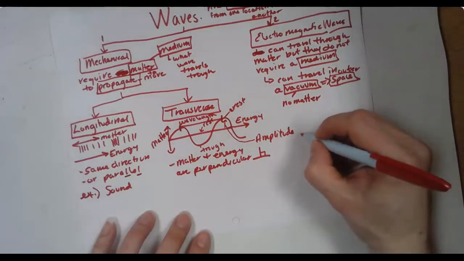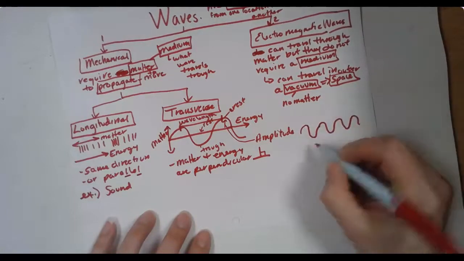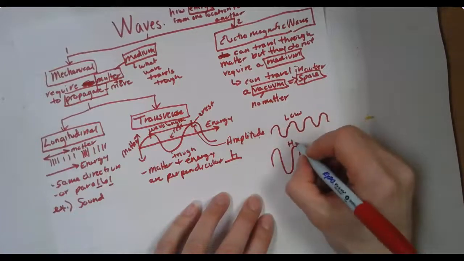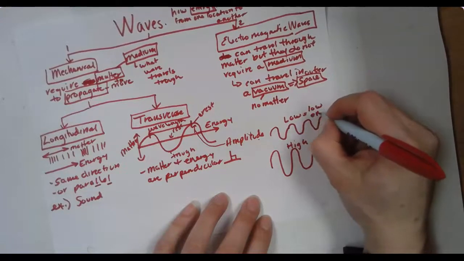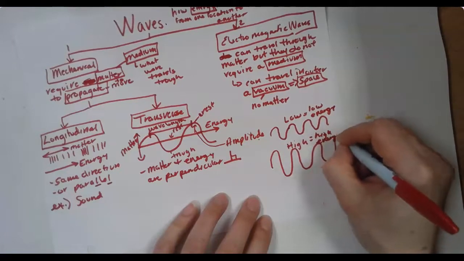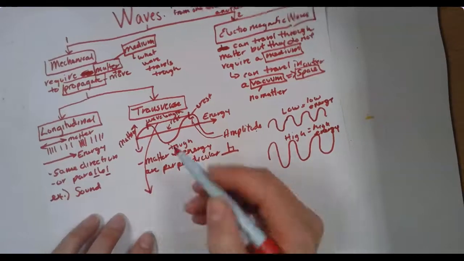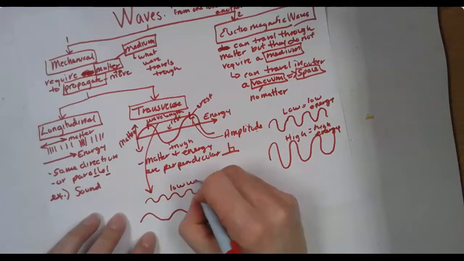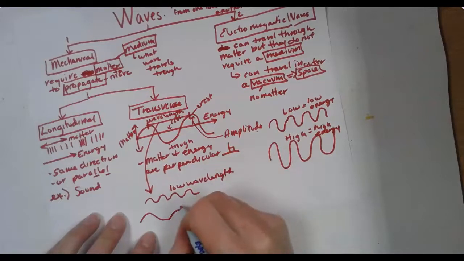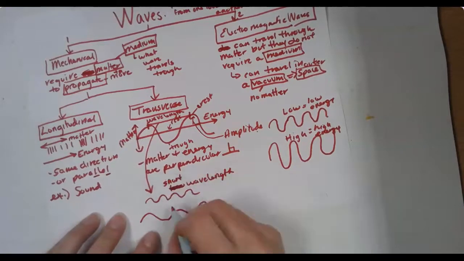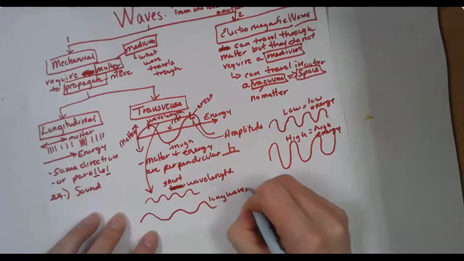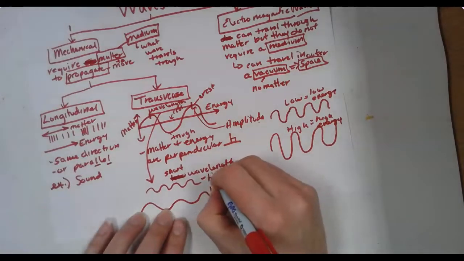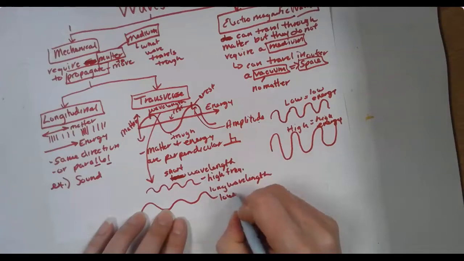Amplitude, we can have different types of amplitude. If I can draw that. One. This is a low amplitude. This is a high amplitude. Low amplitude equals low energy, high amplitude equals high energy. If we do wavelength down here, we can draw different wavelengths. This is a, I'm sorry, this is a short wavelength, we say short. This is a long wavelength. If we have a short wavelength, then we know something is true of its frequency. It has a high frequency. This one has a low frequency.